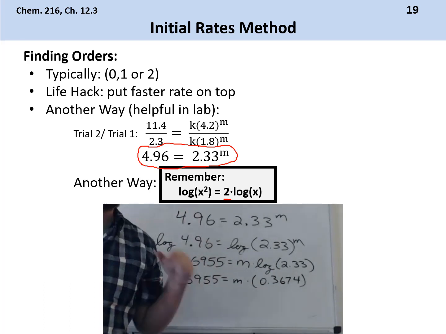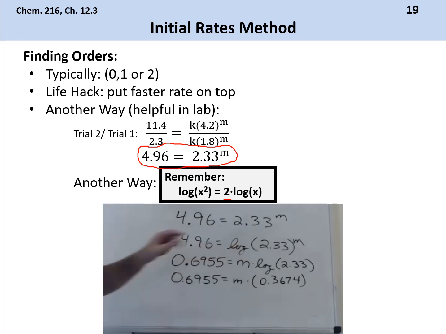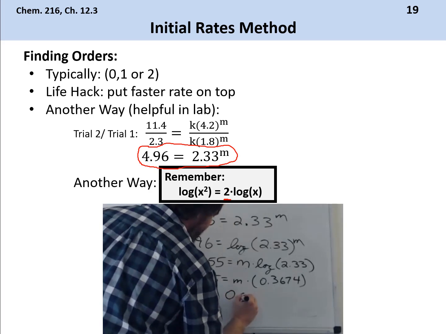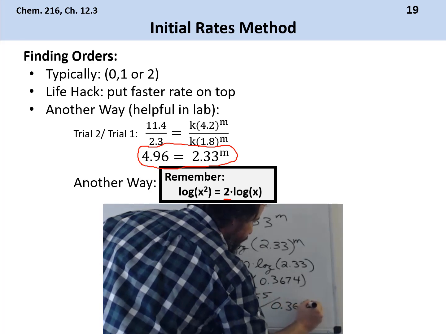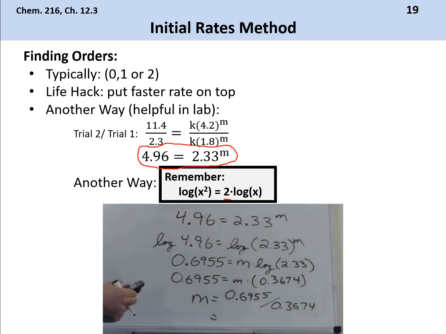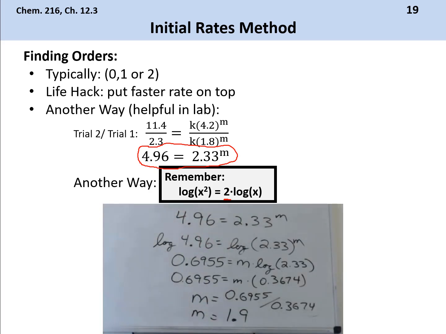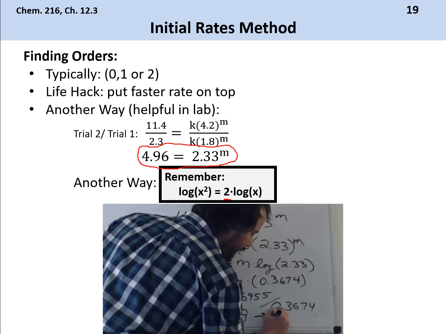We will be using logs more in the upcoming weeks, so if this is new to you or you haven't used it in a while, make sure you figure that out. And that means that m is equal to 0.6955 over 0.3674. Plug those in. Okay. And this would give me m is equal to 1.9. Now, remember what we said, m is equal to either 0, 1, or 2. So I can then say, okay, my m is equal to 2.